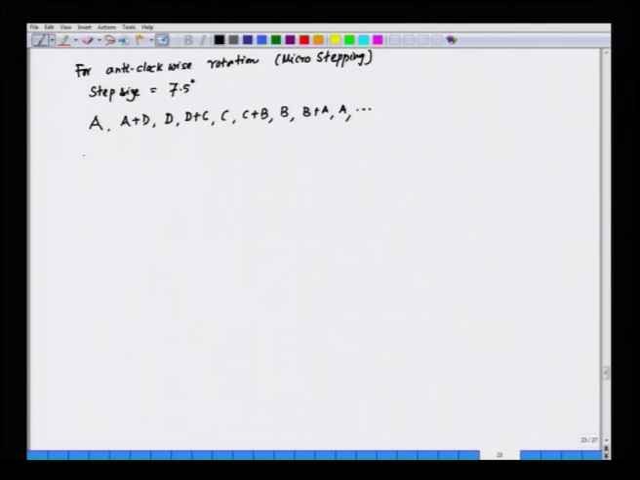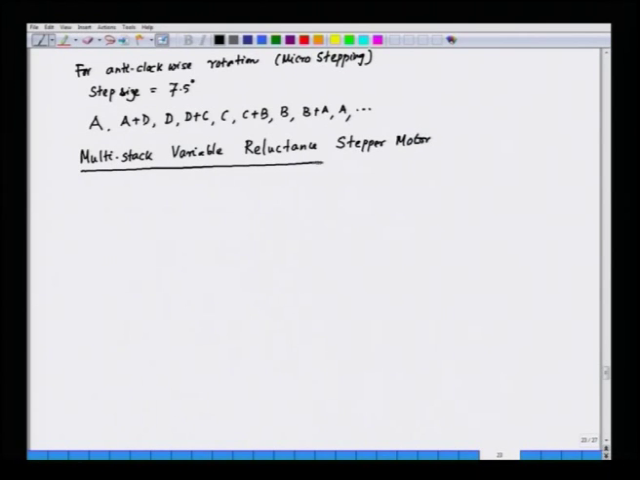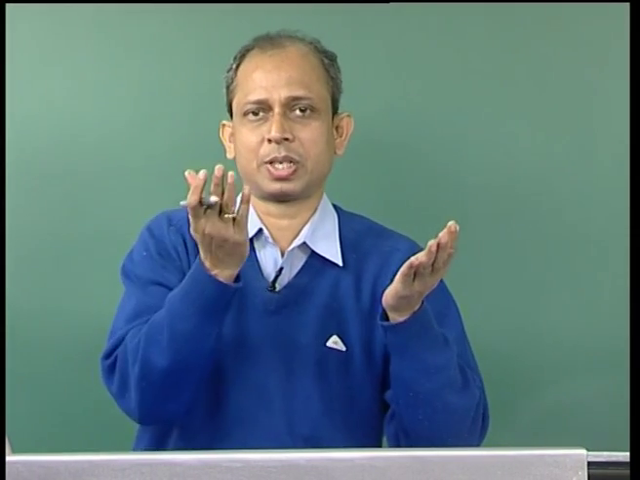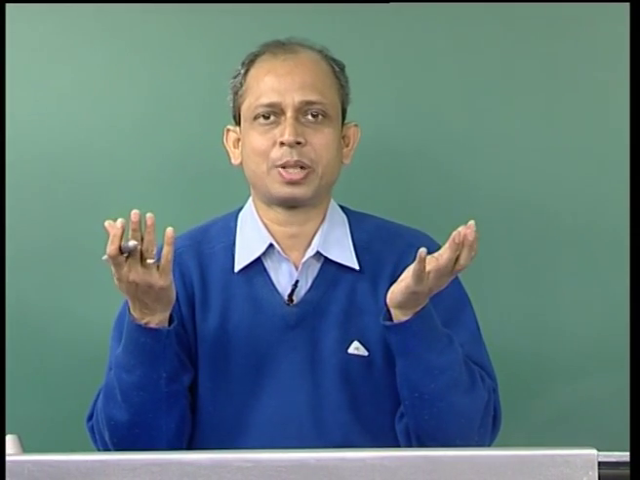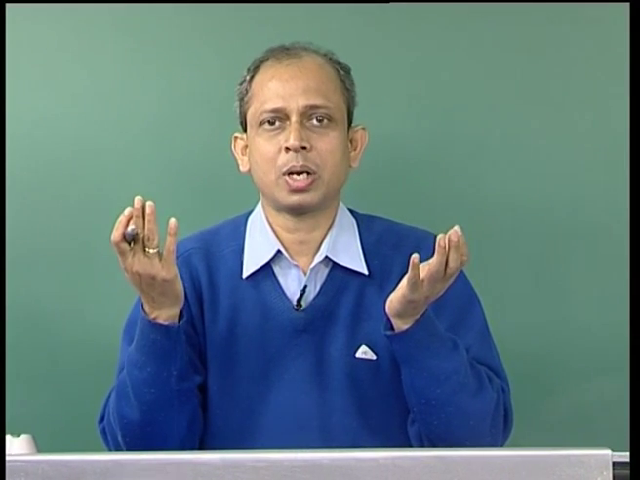So, we will be discussing right now a multiple stack or multi-stack variable reluctance stepper motor. Now, how is it constructed? Let us first see a longitudinal section of the motor. We take a stepper motor and we take a section. All these motors we can analyze by taking a section, either a transverse section or a longitudinal section.